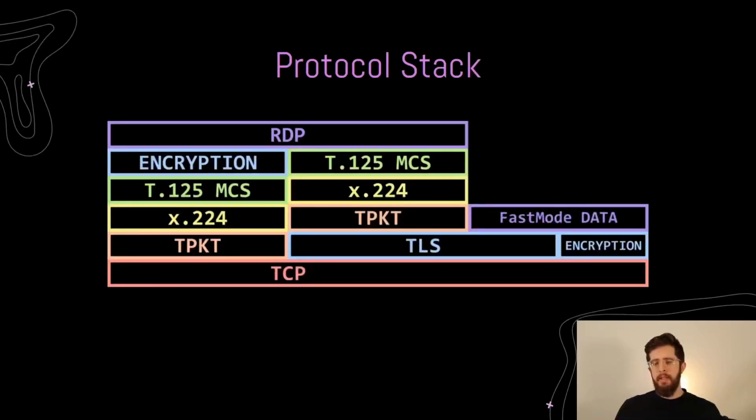So RDP is indeed a complex protocol. It relies on several layers of protocols and standards in order to be able to function and operate. It runs over TCP usually, although UDP is also an option. And it uses, as you can see here, TPKT, X.224, and T.125 MCS for data encapsulation. That's quite a mouthful. So this is the protocol stack of RDP.